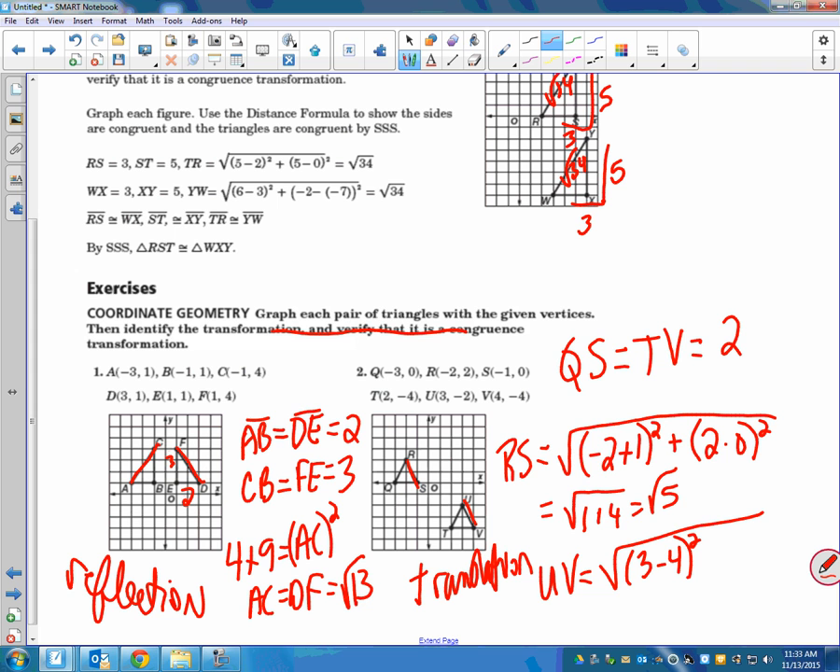Isn't that fun? One plus 4 is the square root of 5. So I showed that RS is equal to UV. So then I just have RQ and UT here. I think QR. It's the same, right?